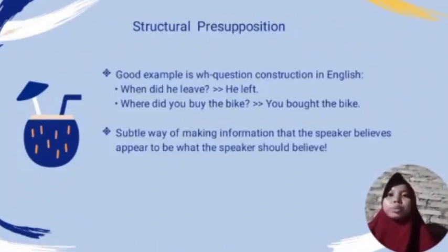Where did you buy the bike? It means that you bought the bike. It is a subtle way of making information that the speaker believes appear to be what the listener should believe.